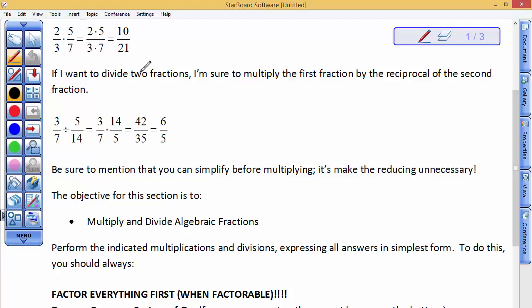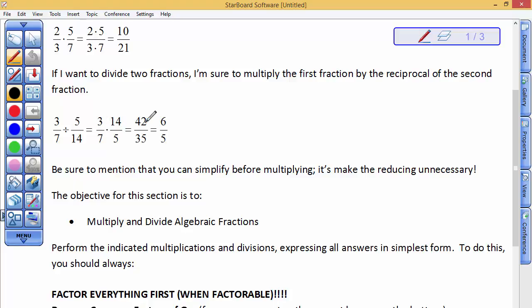If I want to divide two fractions, what I need to do is multiply the first fraction by the reciprocal of the second fraction. Multiply the first fraction by the reciprocal of the second fraction. Some people say skip this one, flip this one, and change to multiplication. So that's what I've got here.